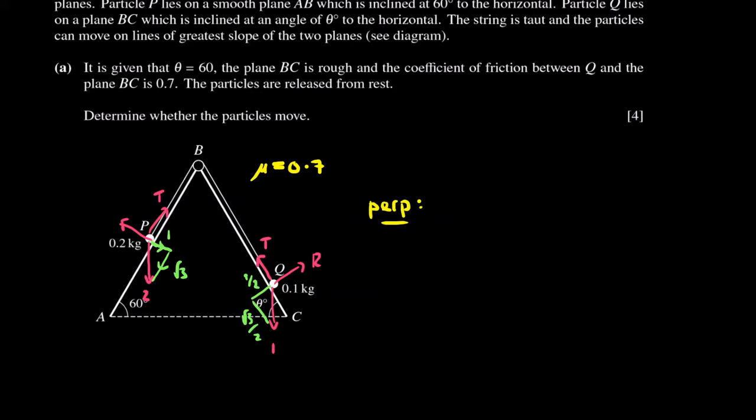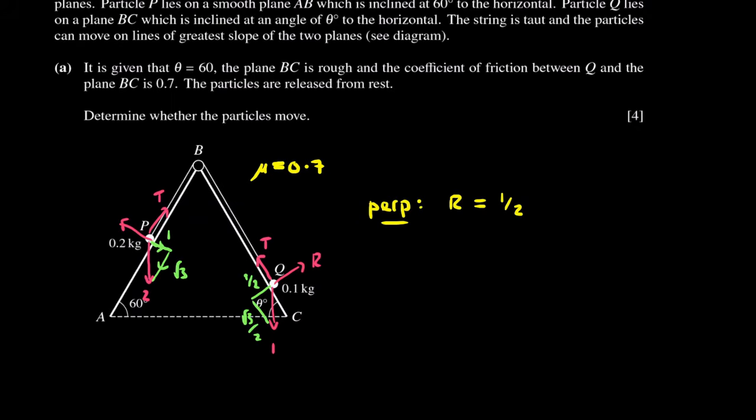And if it's not moving perpendicular to the plane, it means that the sum of the forces perpendicular must be equal to 0, because it's got to be in equilibrium. So we can say that R must be equal to the half, right? The component of the weight that's acting perpendicular to the plane.